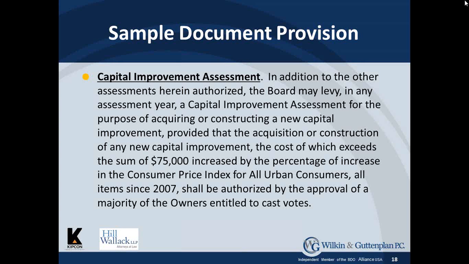First, it is entitled Capital Improvement Assessment. The provision is specific to the acquisition or construction of any new capital improvement. I would argue that the term new is redundant because a capital improvement means the construction of something that does not already exist. This is in contrast to the replacement or major repair of an existing common element component. This particular limitation in this document provision does not apply to the expense of replacing a roof, for example, because roof replacement is not a capital improvement in the context of association finance. It may be a capital expense or capital expenditure, but it is not a capital improvement.